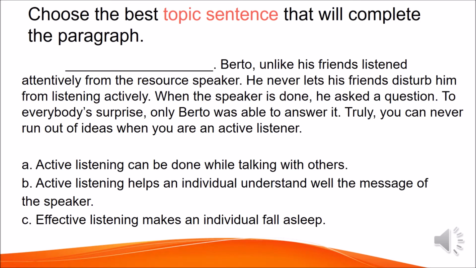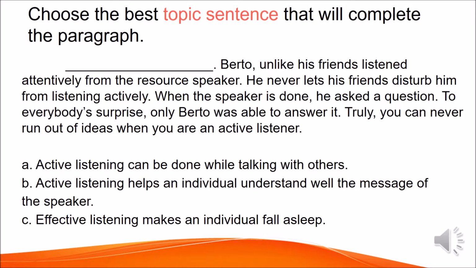Now, let us try to identify the best topic sentence for this paragraph. Blank. Berto, unlike his friends, listened attentively to the resource speaker. He never lets his friends disturb him from listening actively. When the speaker is done, he asks a question. To everybody's surprise, only Berto was able to answer it. Truly, you can never run out of ideas when you are an active listener. Which is the best topic sentence?